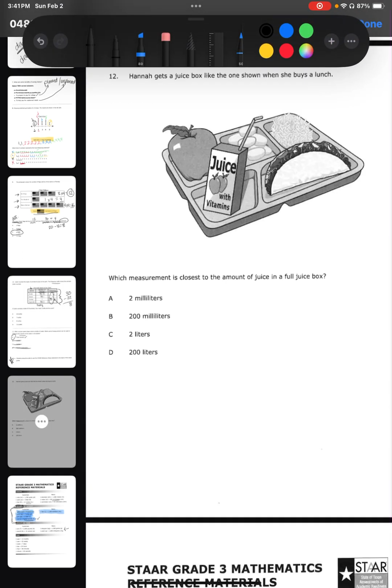Okay, here's another one. Hannah gets a juice box like the one shown when she buys a lunch. Which measurement is closest to the amount of juice in a full box? So this is one that you really can't use the sheet for. Most questions you can, but this one you can't. However, we have talked about milliliters and liters, which measure volume and capacity, a lot at the start of the year. And we even brought out an example of a liter and milliliters. Milliliters are like drops, is what I tell them. Liters are like the big soda bottles you're going to buy at the store.